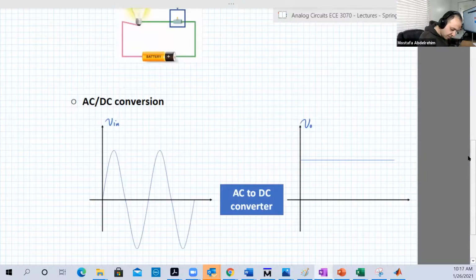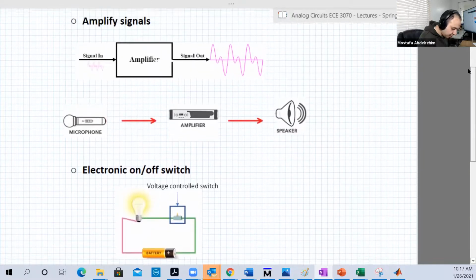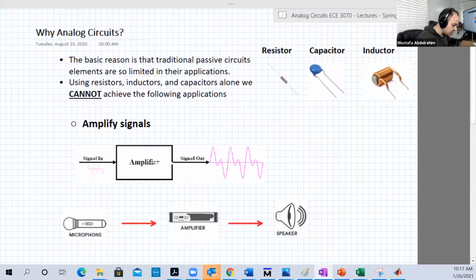Here is why, basically, or the importance of such a course. Why analog circuits? Well, basically because the devices that we learned so far, like resistors, inductors, and capacitors, are really short-handed. There are many applications where we can't use such devices. There are many useful applications, actually.